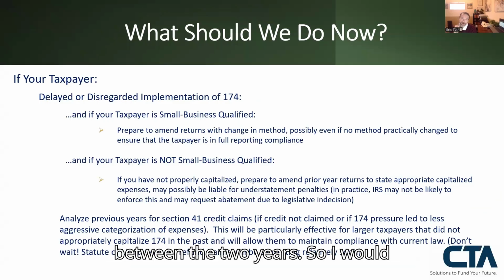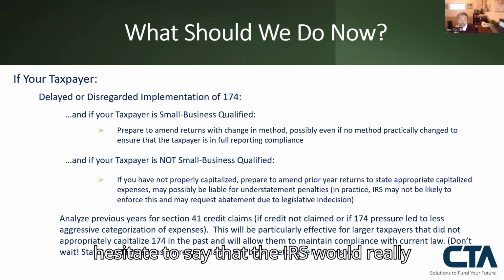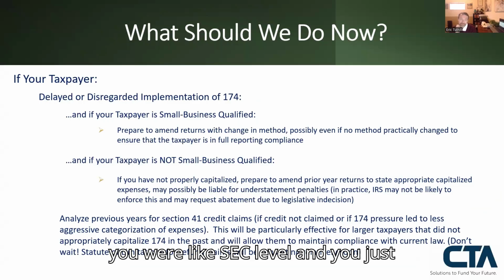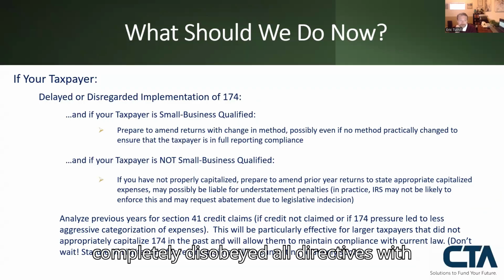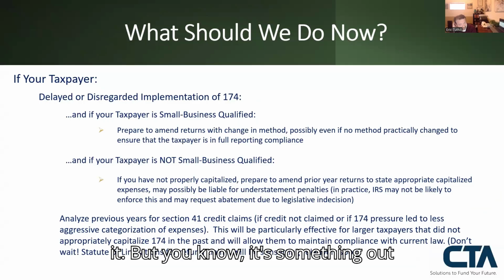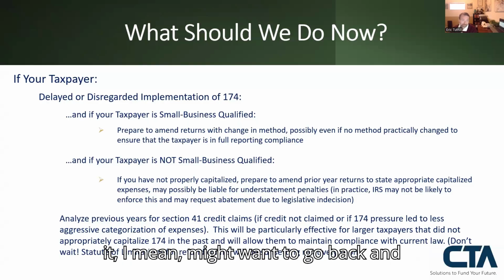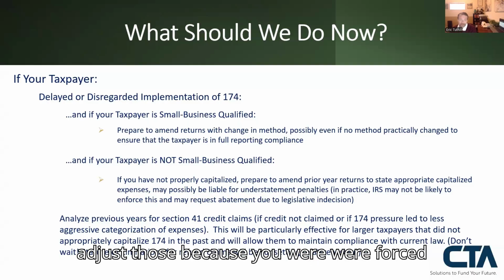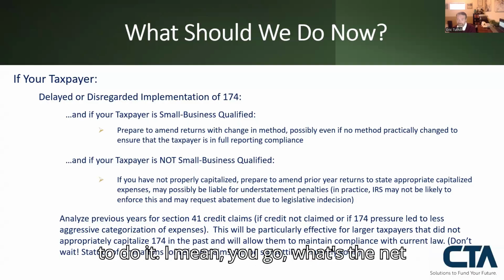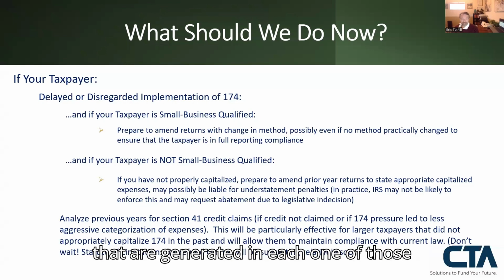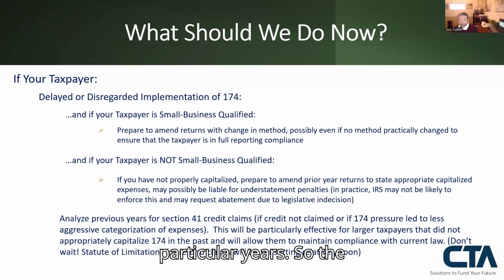So I would hesitate to say that the IRS would really push that super hard unless you were like SEC level and you just completely disobeyed all directives with it. But it's something out there to be aware of. If we didn't do it, you might want to go back and adjust those because you were forced to do it. You go, what's the net net? If you expense it all in 25, it really depends on the amount of taxes that are generated in each one of those particular years.